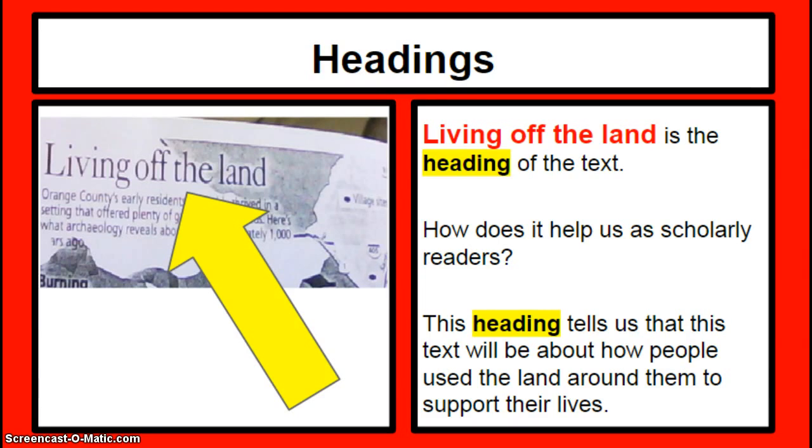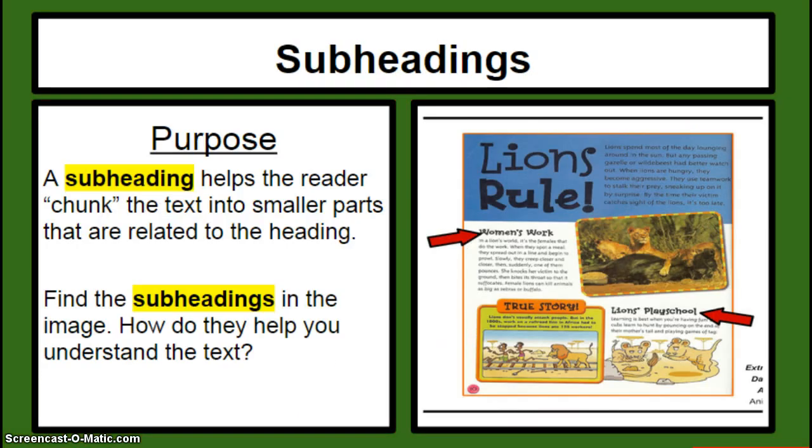Our next slide shows subheadings. So what are subheadings? Read along with me. A subheading helps the reader chunk the text into smaller parts that are related to the heading. So have a look over at the picture. It looks kind of familiar. It looks like the one that we just looked at. But this time we're going to focus in on the subheadings.